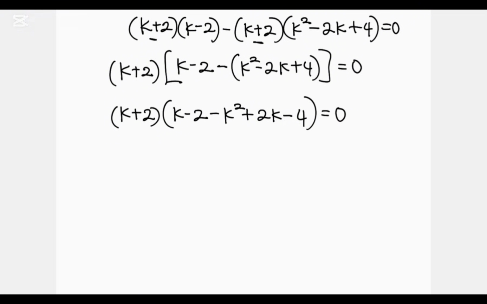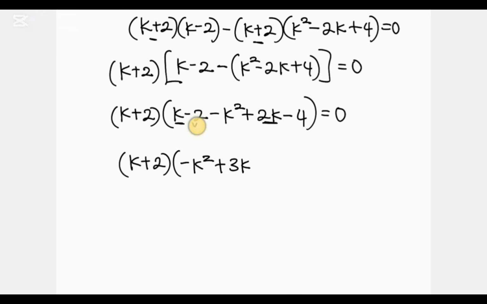Good. Now let's add up like terms. Here we have k plus 2. Good. Now open up a bracket. Now I'm going to be starting with this k squared. So this is negative k squared. Now I have k here and 2k, which are like terms. So k plus 2k is plus 3k.